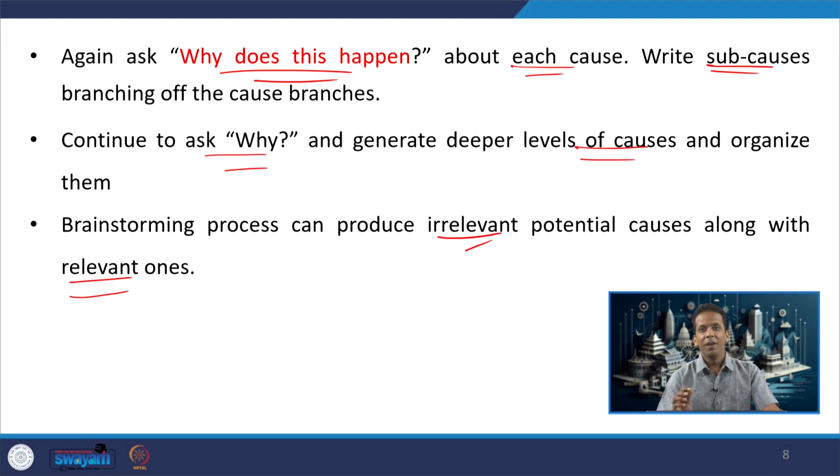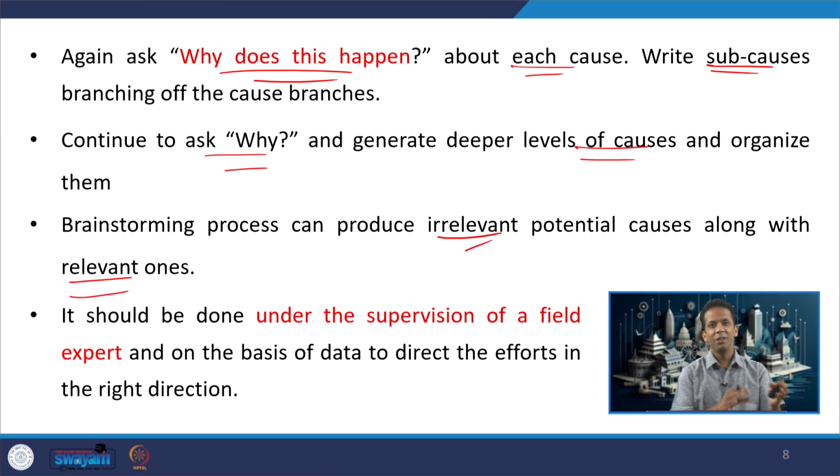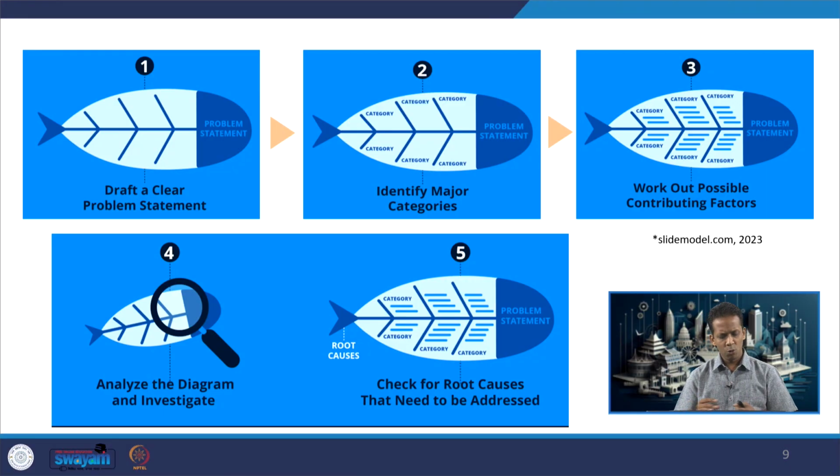So, that is why when we do some planning based activity, it is always recommended to do it under the supervision of a field expert, some area expert who knows that area, knows that field, and also has some concrete, reliable data on the basis of which those recommendations or brainstorming sessions can happen. Then whatever fishbone diagram we prepare will be more realistic and more acceptable.